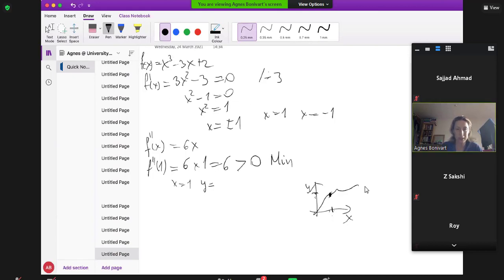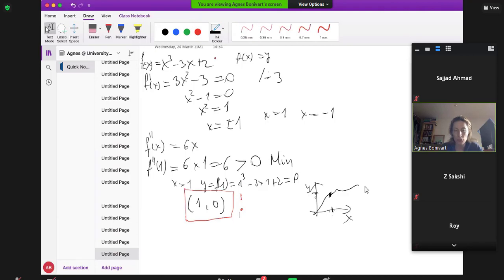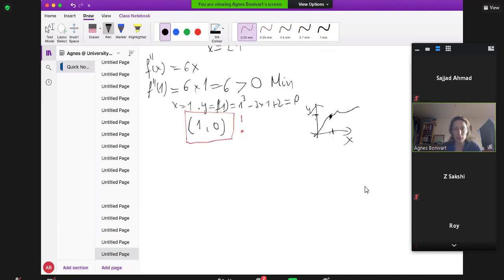Exactly, yes. So this is the original function, f of x, because what is f of x? In other words, it's y. So y equals f of 1 in this case, because x equals 1. So I substitute, I get 1 cubed minus 3 times 1 plus 2, which is 0. So the point is: x coordinate is 1, y coordinate is 0. So please note that this is how you have to give the point, and for this you get full marks. You need to give the point like this, with x coordinate and y coordinate.